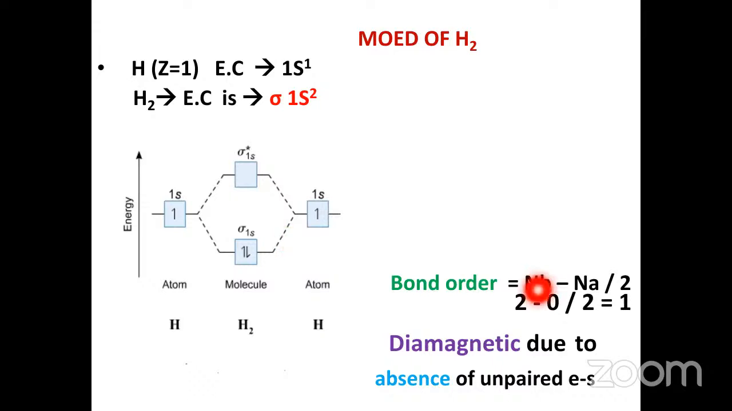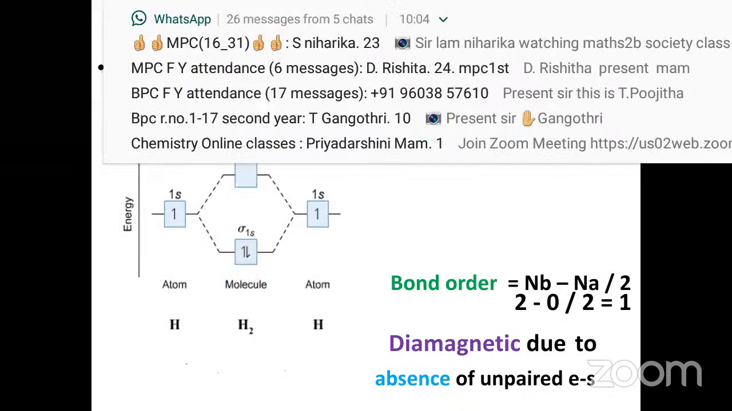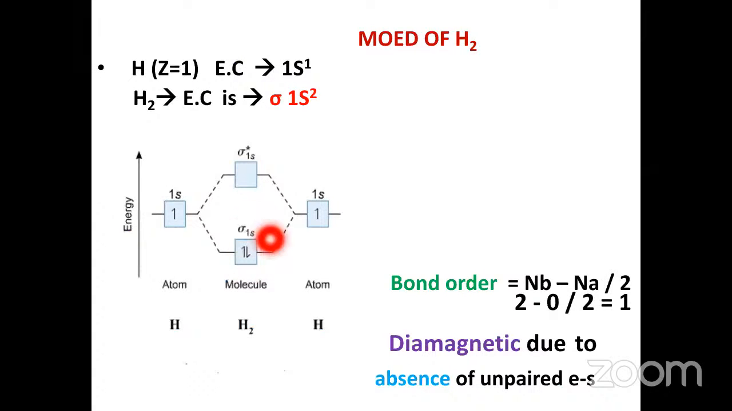In this H2 molecule, how many electrons are present in the bonding molecular orbital? 2 electrons. So we substitute 2 in place of Nb. In anti-bonding molecular orbitals, it does not have any electrons, so you put 0, divided by 2, which is equal to 1. So the bond order of hydrogen is 1. That means in the hydrogen molecule, 2 hydrogen atoms are bonded through a single bond.